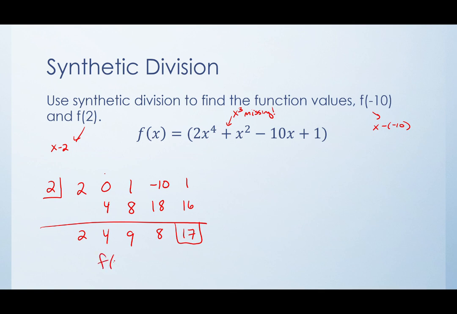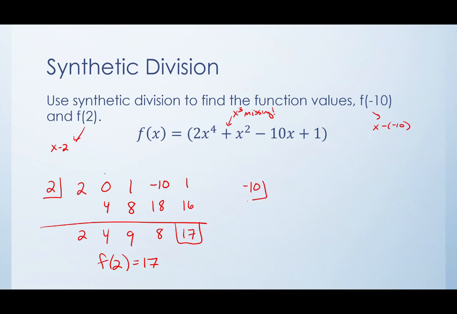So that tells us f of 2 is 17, which might be a little bit easier, especially if you were stuck on a desert island without a calculator or your laptop. A little bit easier than plugging and chugging in 2 into our polynomial. All right, what about negative 10?